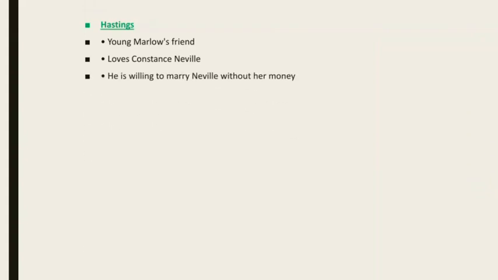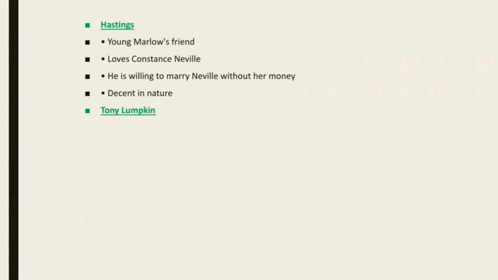Now come to Hastings. Who is Hastings? Young Marlowe's friend. He loves Constance Neville. He is willing to marry Neville even without her money, ornaments, or whatever she has in her possession. He is decent in nature.